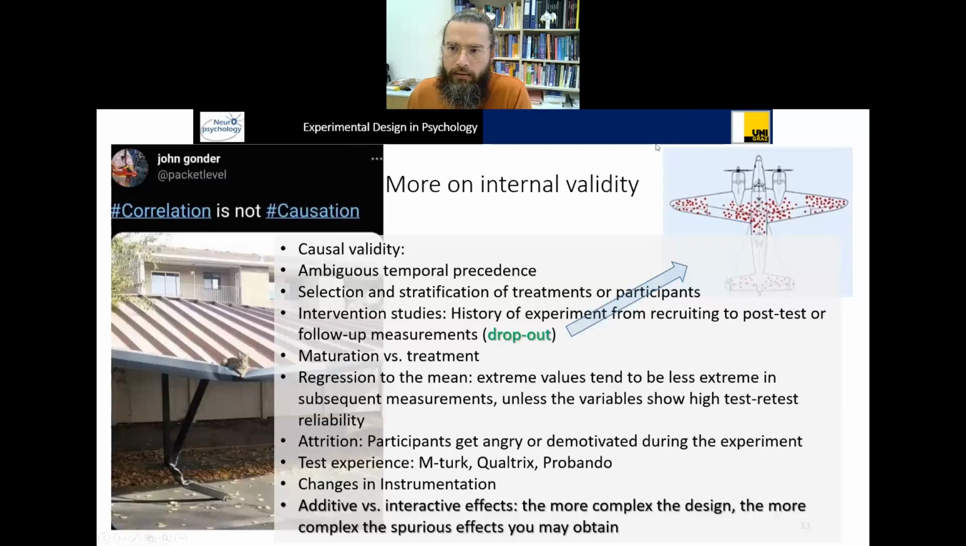So you see this airplane here on the upper right, and you see that it's marked with small red dots.